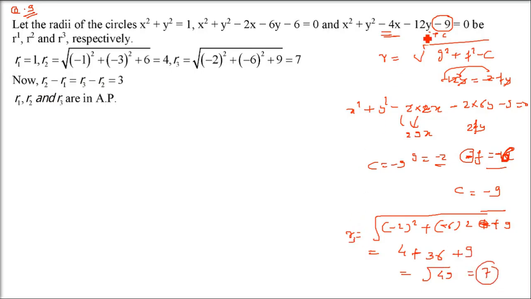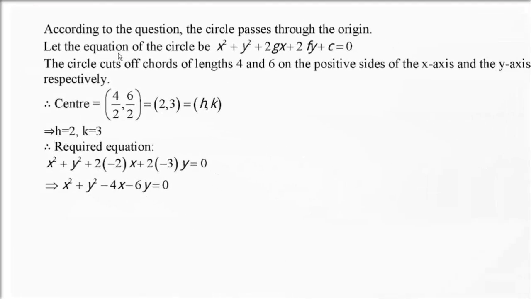So this is R. Now assume it to be R3. R1 similarly will come as 1. Same way you have to approach. R2 will be 4. So R2 minus R1 equals R3 minus R2. That is 4 minus 1 equals 7 minus 4. Both will be 3. So when you have 3 terms and the common difference is same, that means these 3 are in AP, arithmetic progression.